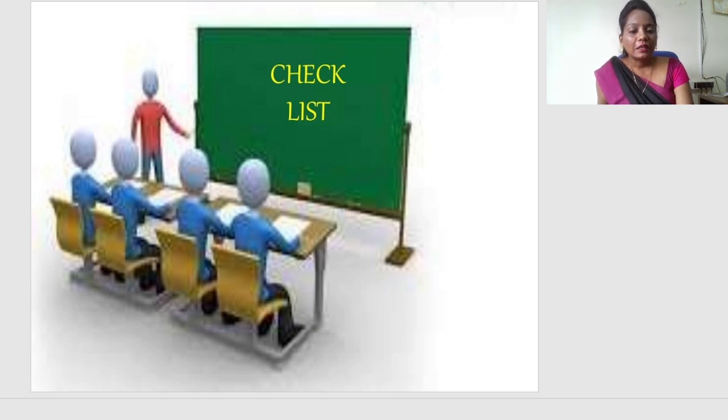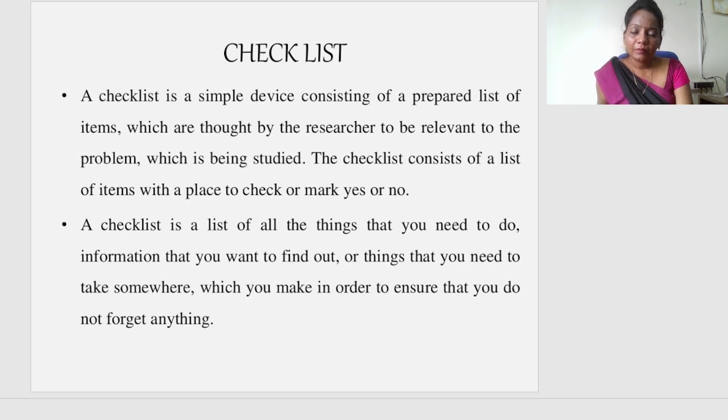Just have a look at the checklist: what are the contents in the checklist, where we are using this checklist, and what kind of data we can collect by using a checklist. So a checklist is a simple device consisting of a prepared list of items. What are the things we need to assess, we will check and include, which are thought by the researcher to be relevant to the problem which is being studied. The checklist consists of a list of items with a place to check or mark yes or no.